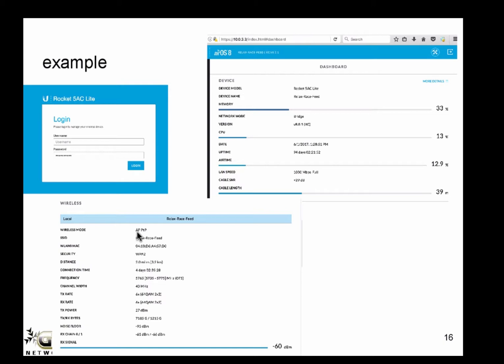Okay, so in wired communication, usually we call it server and client. But in wireless, we don't use server and client. We use access point and station. Access point is called AP. Station is called STA. Okay, so here is the SSID. Security, we use WPA. Distance, it will calculate the distance automatically. Connection time, frequency, TX rate, TX power, and RX signal.